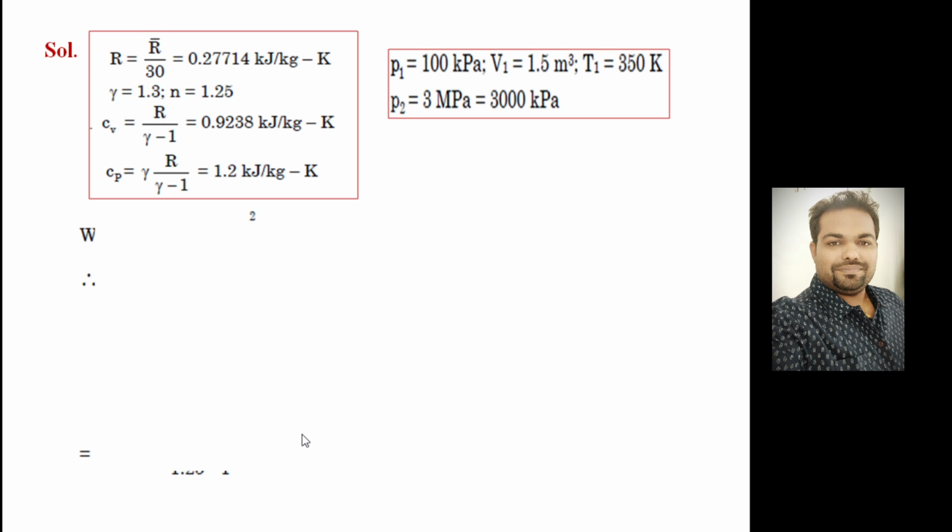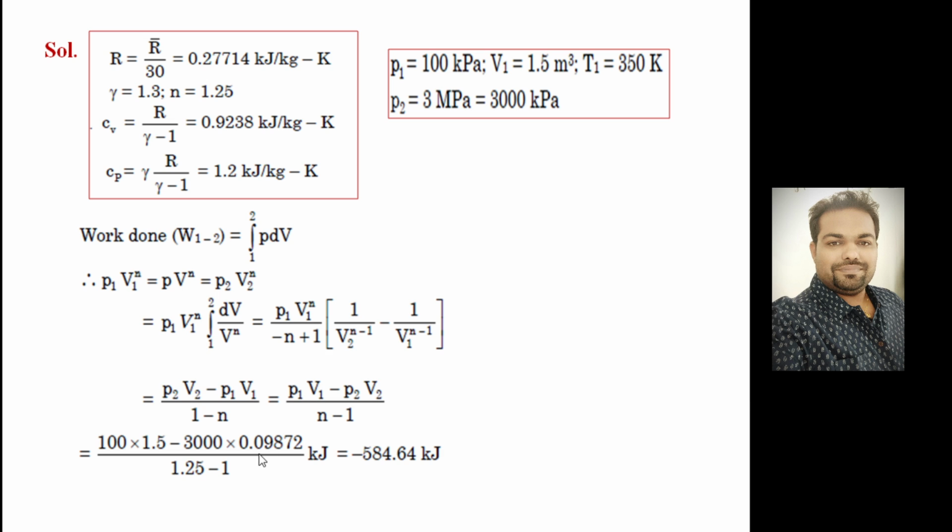Use that V2, which is coming around 0.09872, divided by n minus 1. So the work required is negative, because we are compressing. For compression, work will be negative. You are doing work on the system. So that is minus 584 point something. That's the work required for compression.